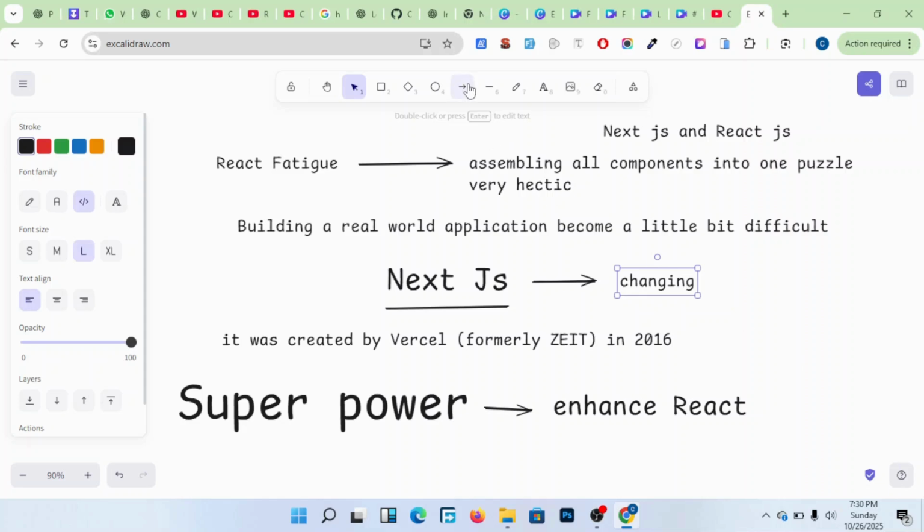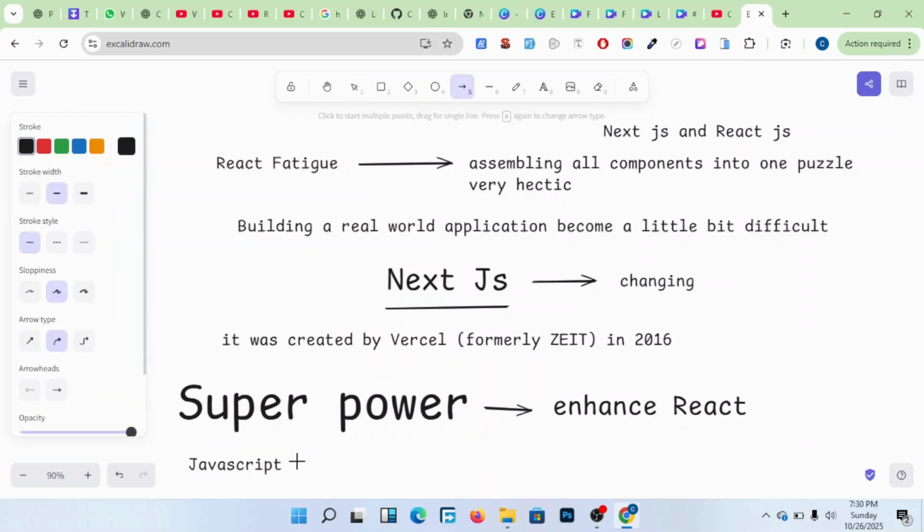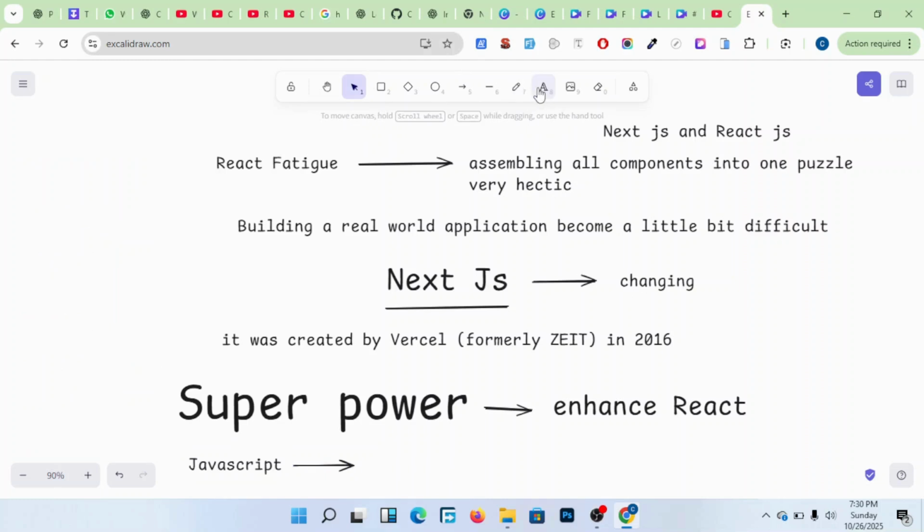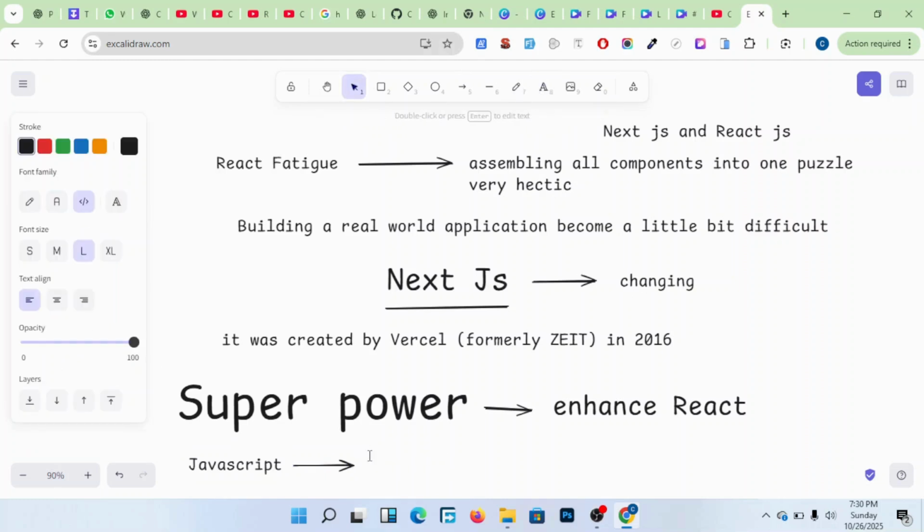At first it was just JavaScript. As simple as this. It was just peaceful, it was JavaScript. Then they said that JavaScript has some problems, so we don't want this one, change it to React. Now React came as a problem solver.